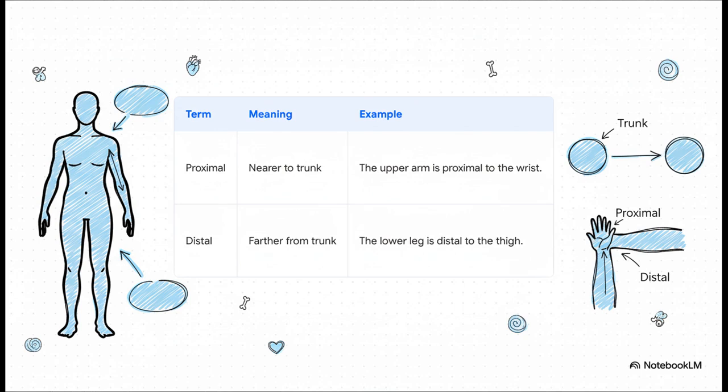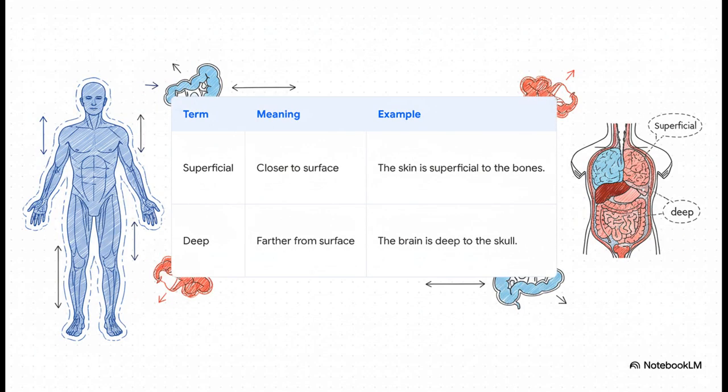Now, this next pair is used mostly for our limbs, our arms and legs. Proximal means closer to the trunk of the body, while distal means farther away. Just think proximal is in the proximity of your torso. So your upper arm is proximal to your wrist, and that makes the wrist distal. And our final core pair is all about layers. Superficial means closer to the surface of the body, while deep means farther away from it. A perfect example? Your skin is superficial to your bones, and your brain is deep to your skull.